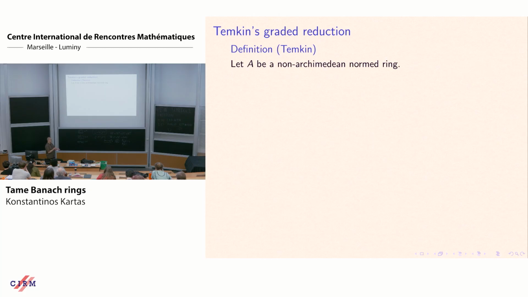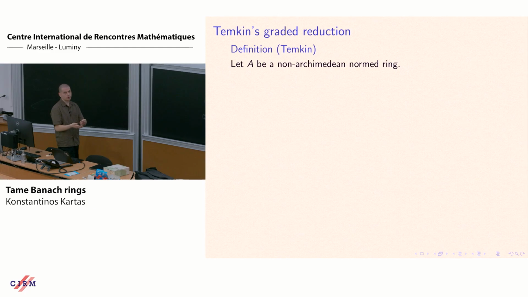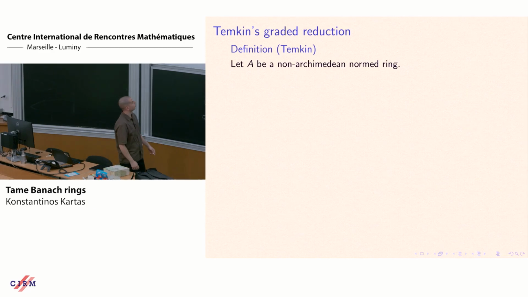And this construction essentially combines the value group and the residue field in one structure. But compared to the RV structure, this has the advantage that it's actually a ring. I'm going to use this construction quite heavily. So let's start with a non-Archimedean normed ring A.